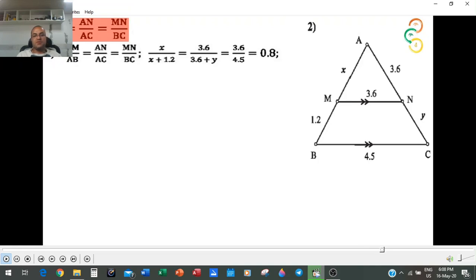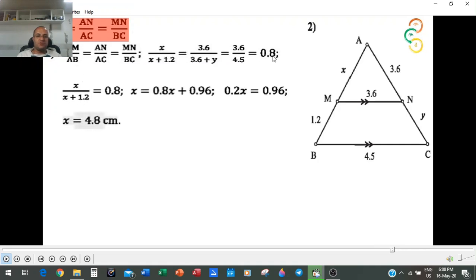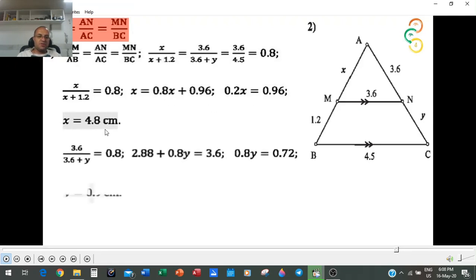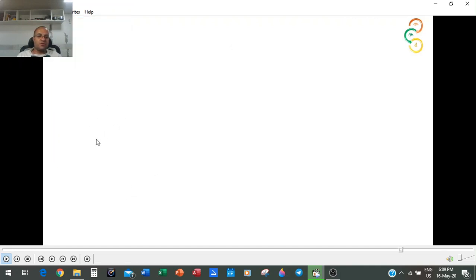This time is given to you in order to find your solutions or to do your calculations. So here now we take this ratio, which is equal to 0.8, and we do cross multiplication and calculation, X equals 4.9, and also we take this ratio, which is equal to 0.8, in order to calculate Y. So now we get X and Y by the cross multiplication.